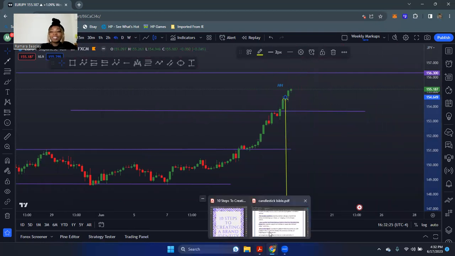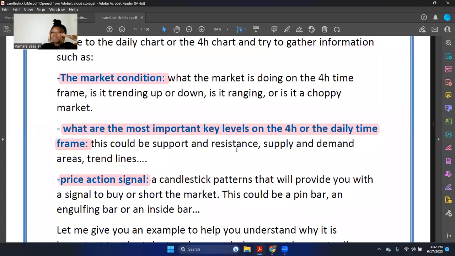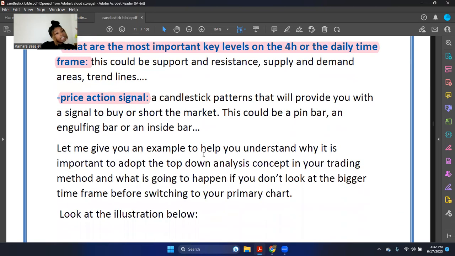All right, so we identified the market condition, right? We seen the most important key levels on the 4-hour time frame. This could be the support and resistance. We've identified the support and resistance levels. So price action signal and candlestick patterns will provide you with a signal to buy or short the market. This could be a pin bar, an engulfing bar, or inside bar.